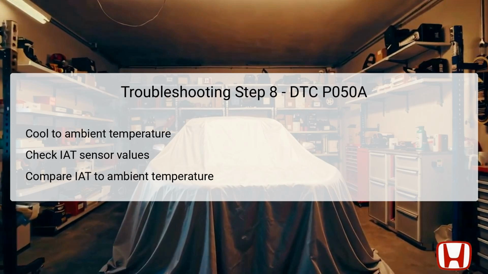If the IAT differs by 5.4 degrees Fahrenheit or 3 degrees Celsius or more from the ambient temperature, it suggests the IAT sensor is defective and needs replacement. If the temperature readings are consistent, this indicates that the IAT sensor is functioning normally. In such cases, inspect the throttle body for dirt, carbon buildup, or potential damage, as these factors can also affect performance.